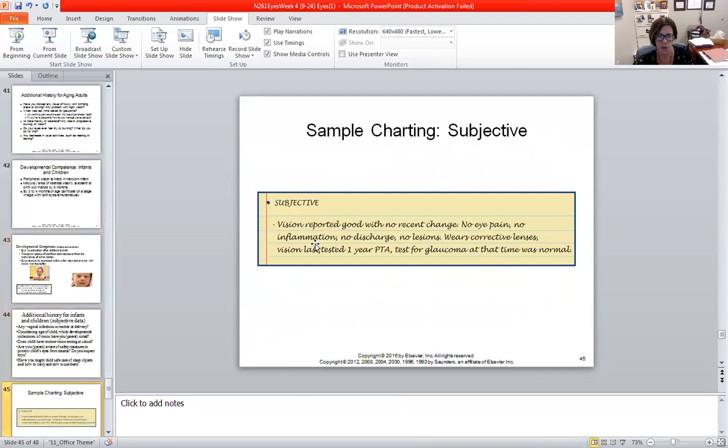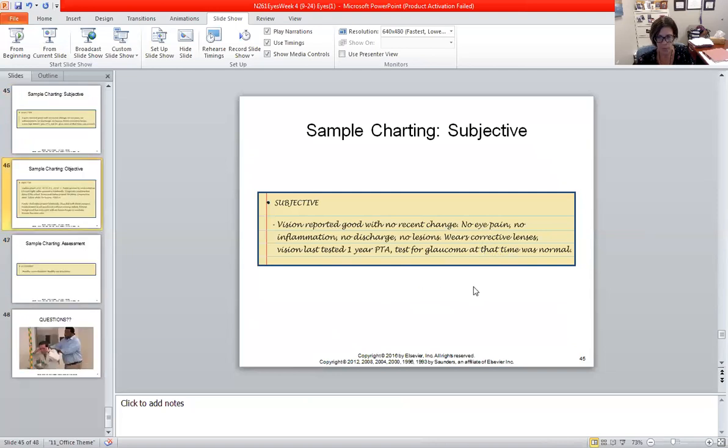And I kind of like this part, since you're going to be writing on your health history, subjective data. Vision reported good with no recent changes. So again, subjective, this is all what the patient's reporting to you. No eye pain, no inflammation, no discharge, no lesions, wears corrective lenses. Vision last tested 1 year prior to admission. Test for glaucoma at that time was normal.